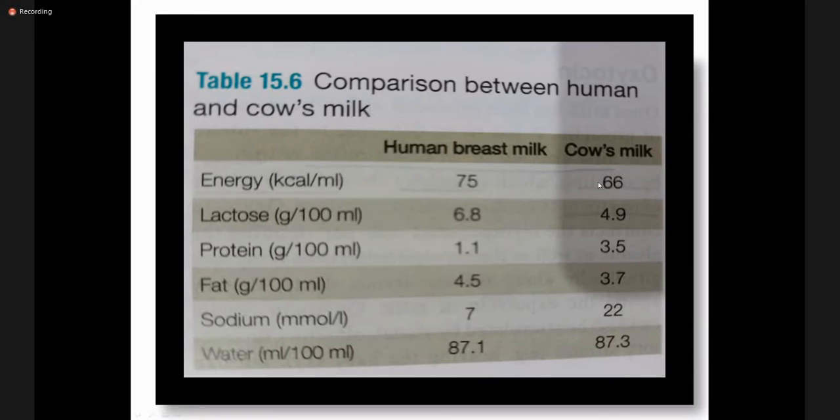Protein is less in human milk, while in cow milk protein is more, which is not needed by the baby. The fat content is more in human milk as compared to cow milk. Sodium content is less. You can see that cow milk contains 22 millimoles per liter of sodium, while human milk contains 7.